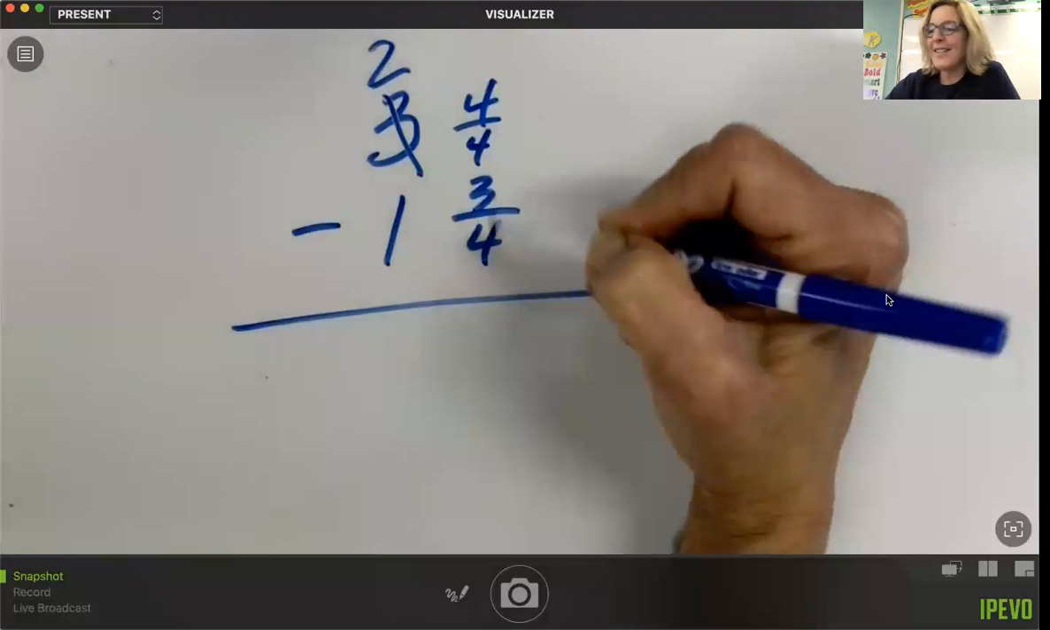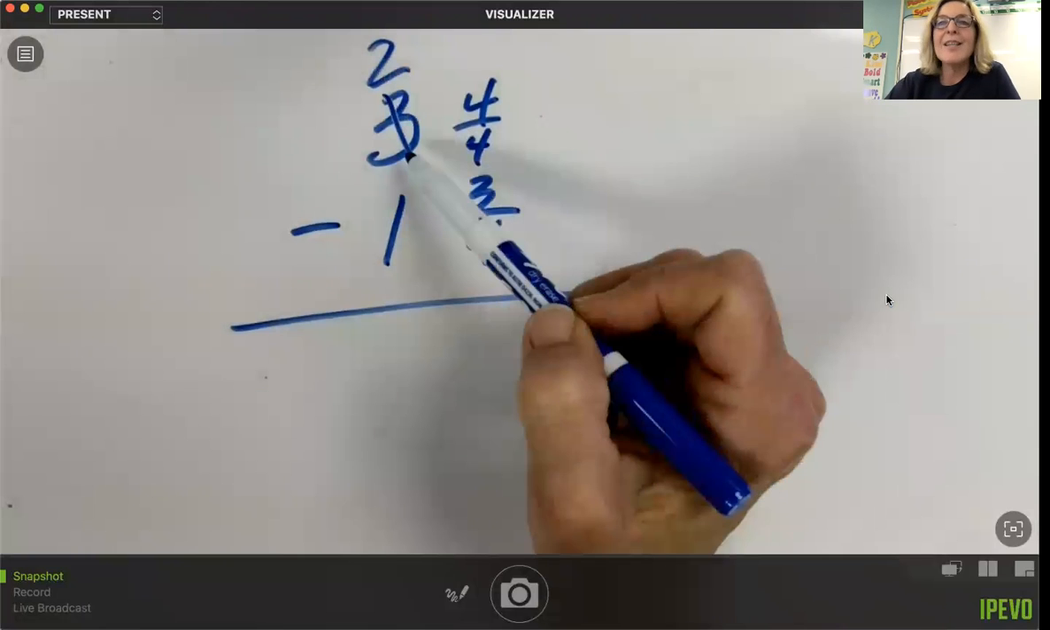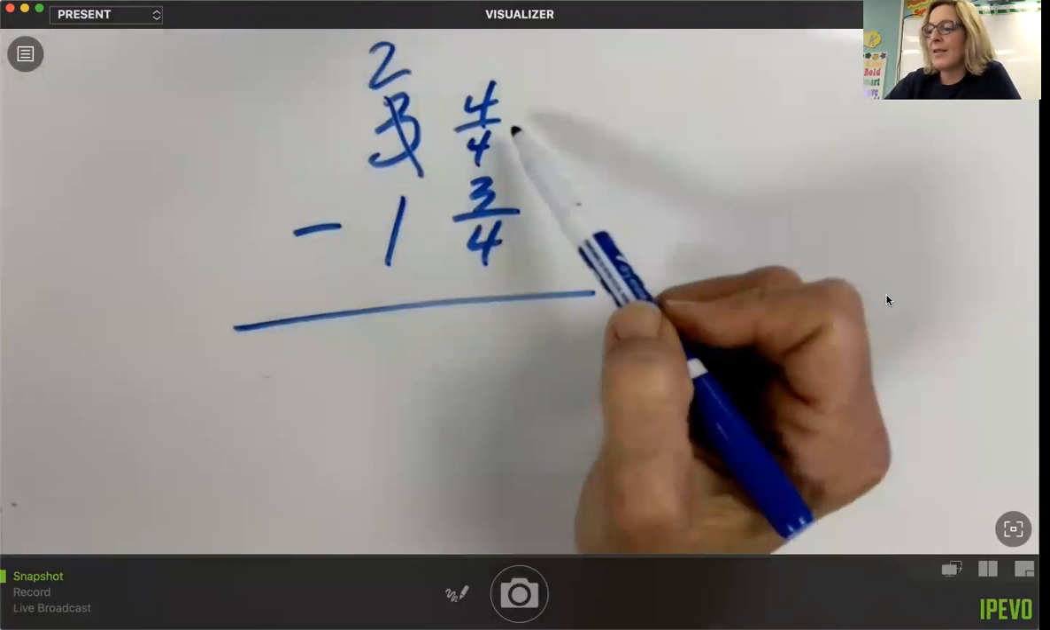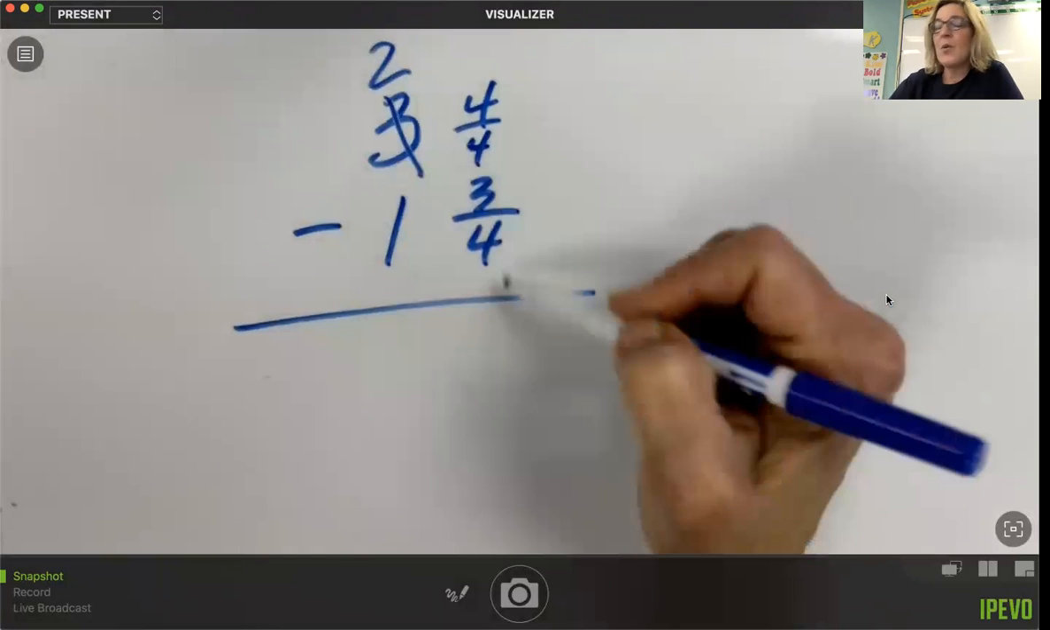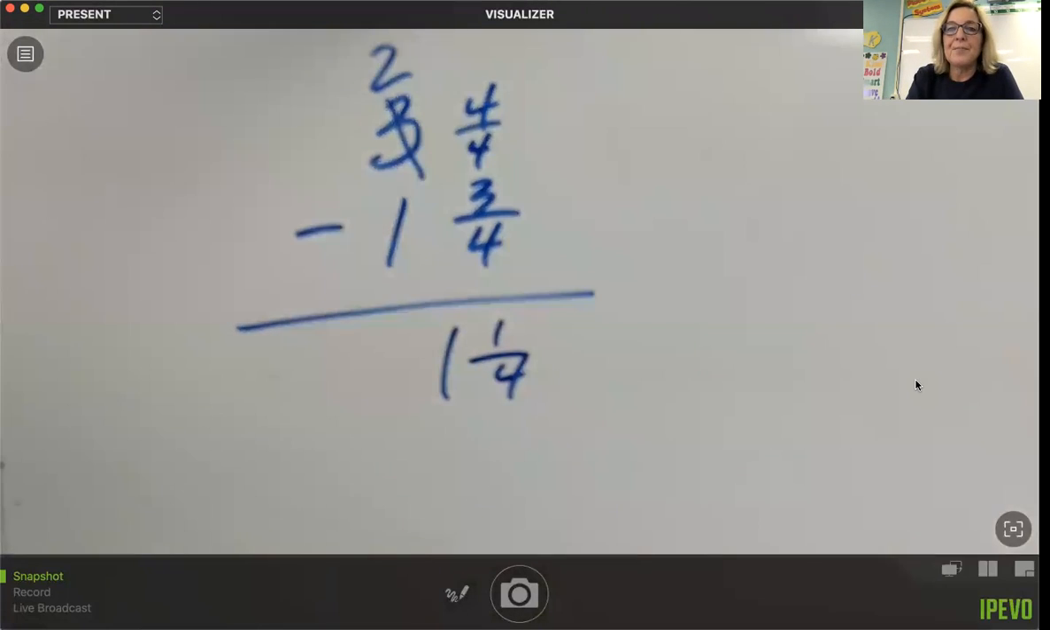And before we get to that, 2 4/4 is the same as 3 because it's 2 and 1, right? 2 and 1 is equal to 3. So now we can subtract the fourths, we can subtract the whole number, and we get our difference.